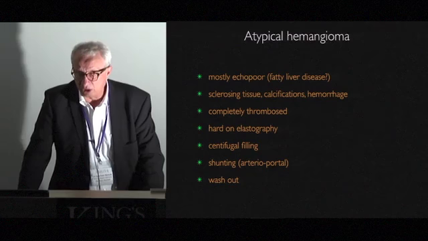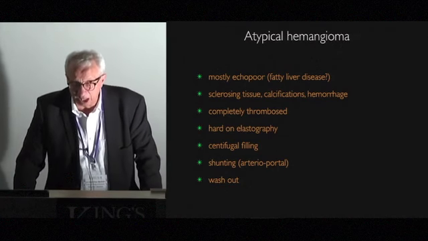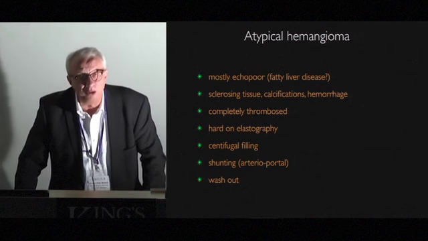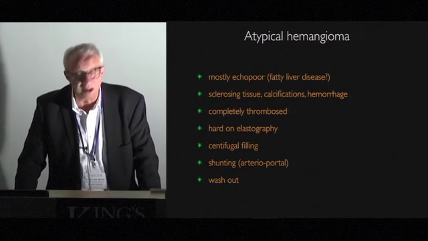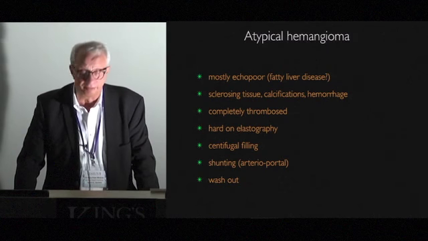We have sclerosing tissue, calcification, hemorrhage in atypical hemangiomas. They might be completely thrombosed. They are hard on elastography. They have a centrifugal filling of contrast. That is very rare, but you can see that. You have shunting and you have washout.